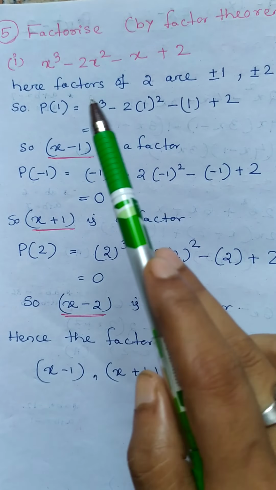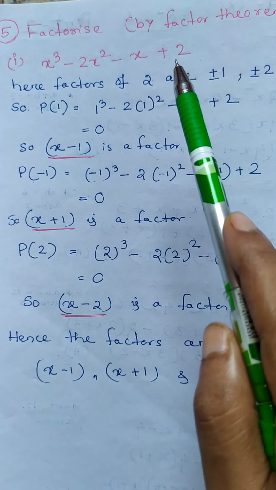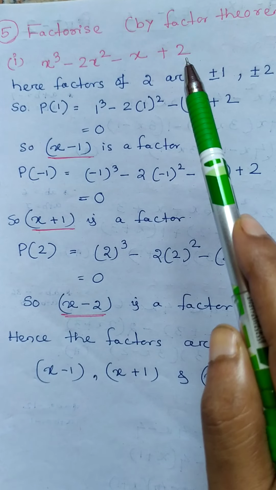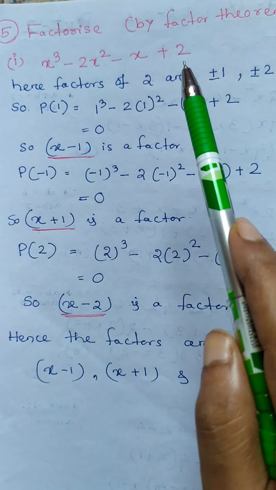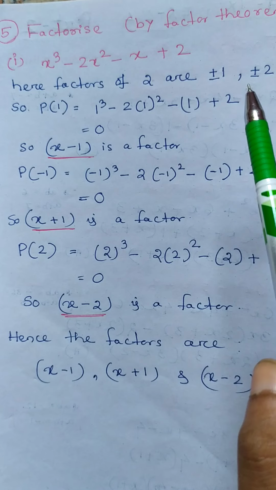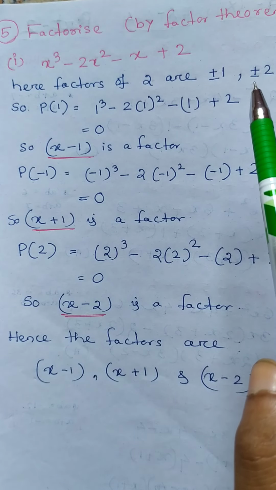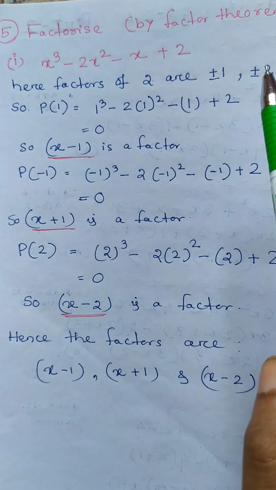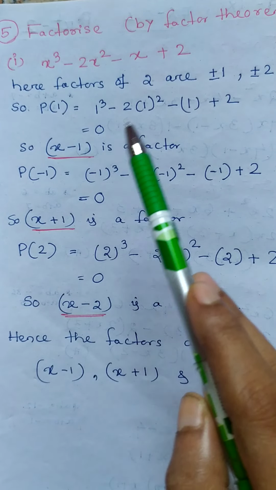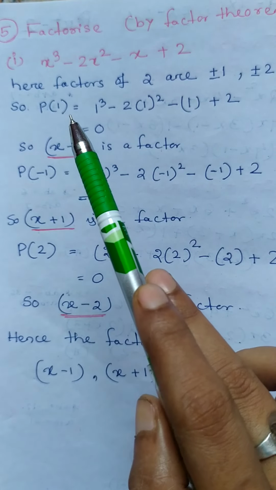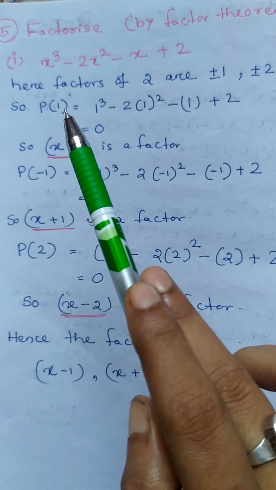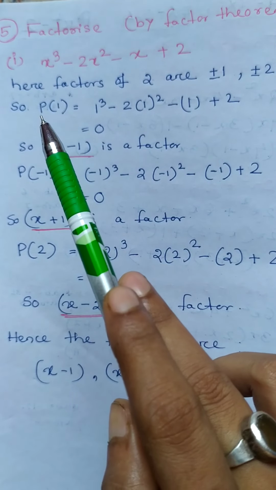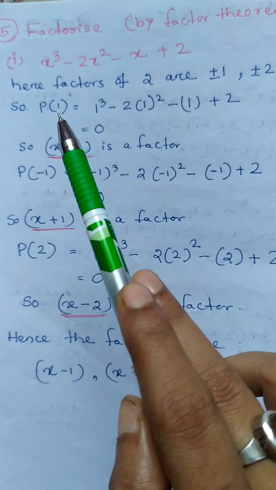Here we have to consider the factors of the last constant term, which doesn't contain any variables. So the factors of 2 will be plus or minus 1 or plus or minus 2. Now we have to check among these 4 values which one gives the value 0. So if I put p of 1, that means putting the value 1 in the given polynomial p of x, so instead of p of x we are writing p of 1.